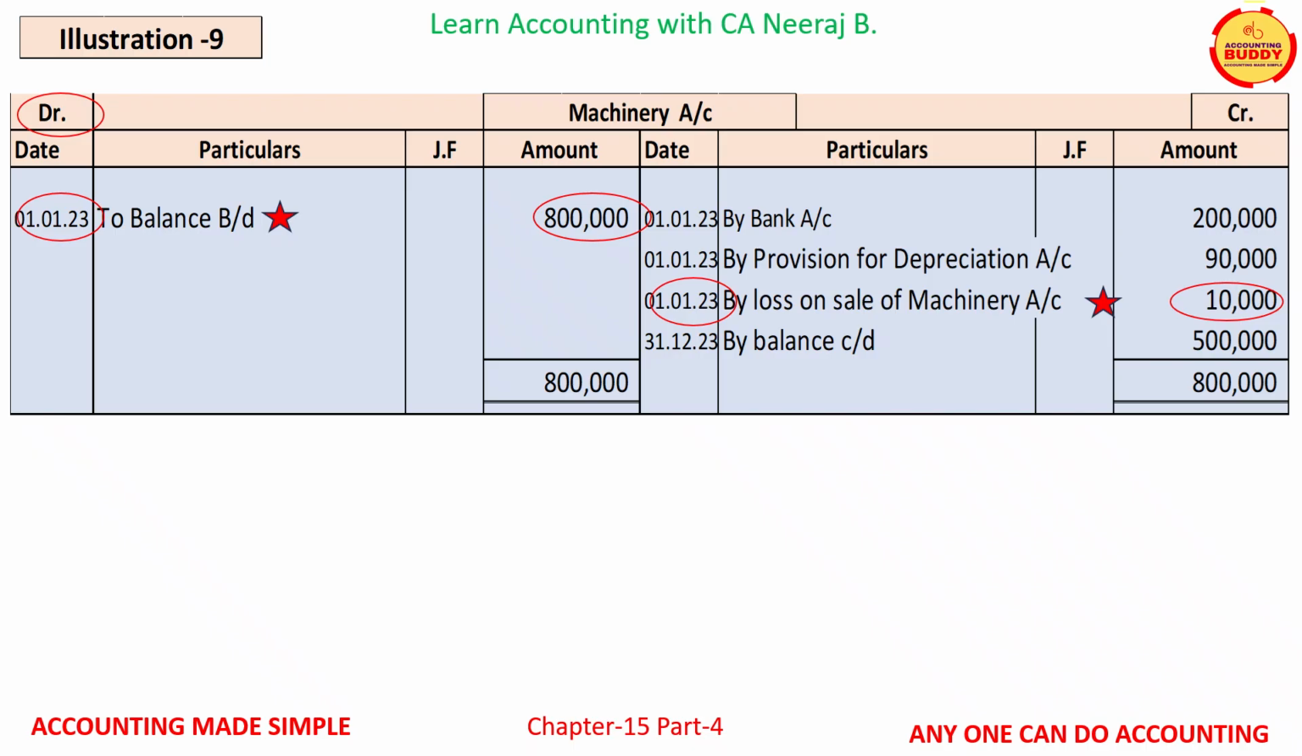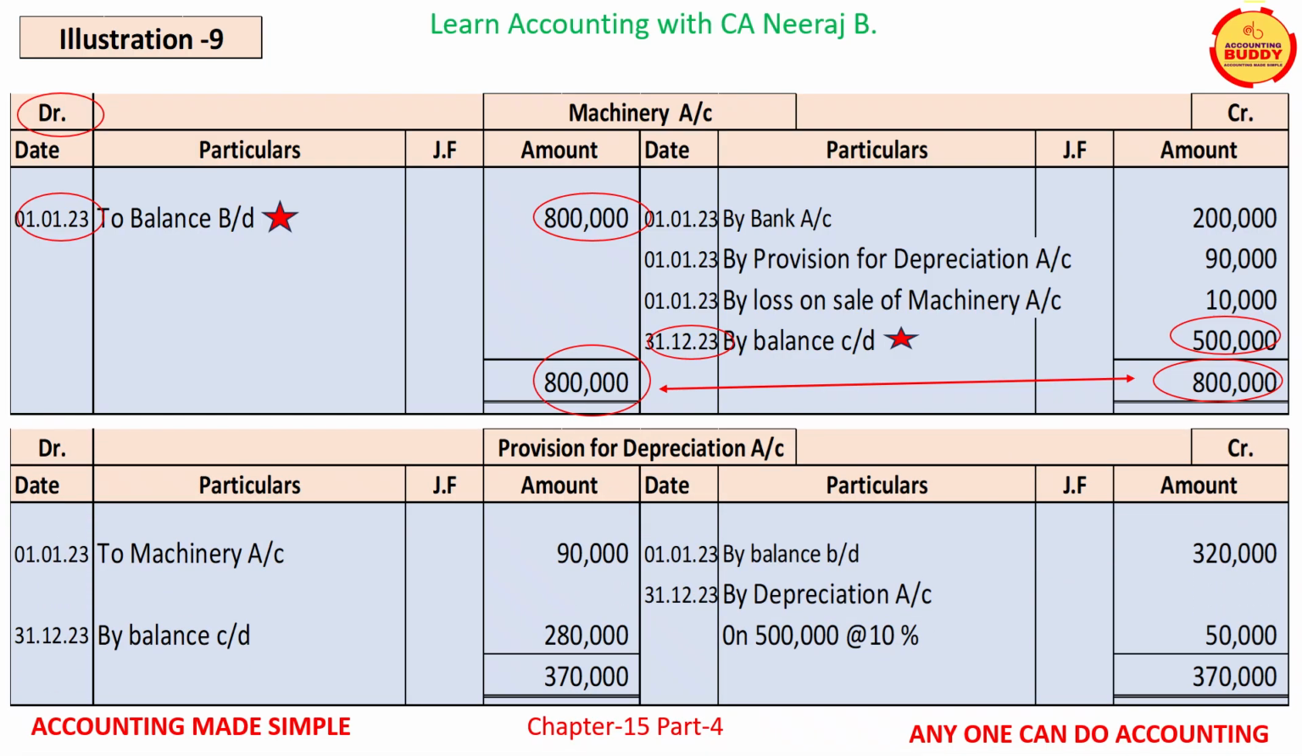Now when from the debit side total of $800,000 all the credit side transactions are deducted, we are left with the closing balance of $500,000 shown on the credit side of the account on 31st December 2023 by writing the words "by balance carried down." The machinery account is said to be balanced.